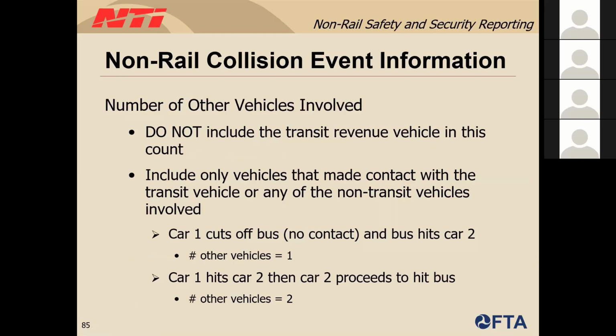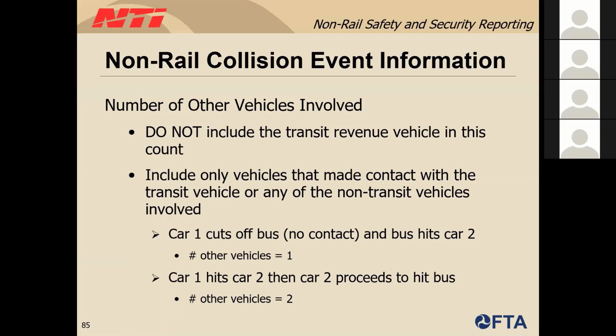The last selection is a number of other non-transit vehicles that were involved in the collision. This box is not the total number of vehicles in the collision. It is only the number of non-transit vehicles involved. So please do not include the transit vehicle in this number. Let's look at a few examples of how to determine how many other vehicles to report.